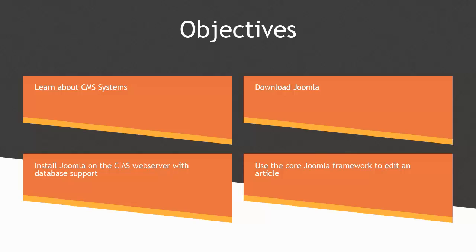To get started, we're first going to learn about a couple of CMS systems, mainly the popular ones. After that, we're going to download Joomla. Then we're going to install Joomla on the College of Imaging Arts and Sciences web server. The server supports a MySQL database, whereas people.rit.edu does not have a database built in. After that, we're just going to explore the features of Joomla a bit and probably edit an article.